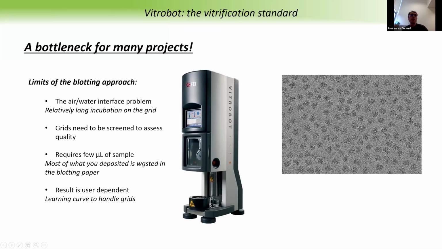Also, even though it does not require a lot of sample in terms of volume, still what you deposit on the grid is mostly wasted in the blotting paper. It would be good to have a way to improve that, especially for difficult samples which are hard or costly to produce. Finally, the result can be user-dependent. There is a learning curve to be able to handle the grid safely. In particular, for an occasional user or new user, a large portion of the grids can be damaged and are not really usable for electron microscopy.